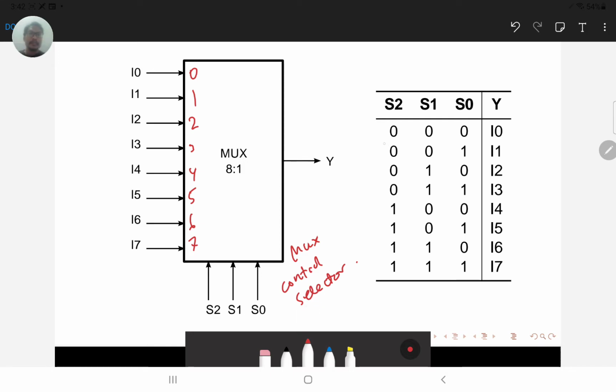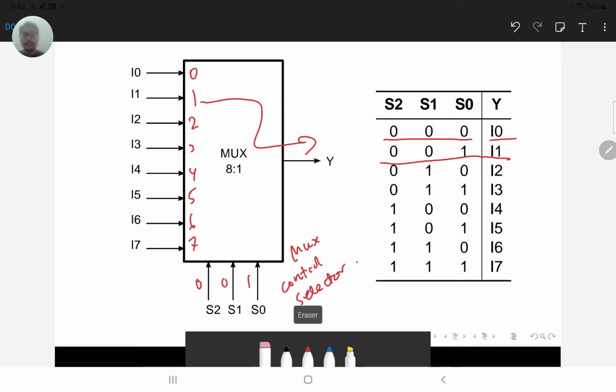Similar to the 4-to-1 and the 2-to-1 mux, when we supply 0, 0, 0, our y will take I0. Similarly, at the condition when we apply 0, 0, 1, our y is going to be equal to I1, and so on until the rest.